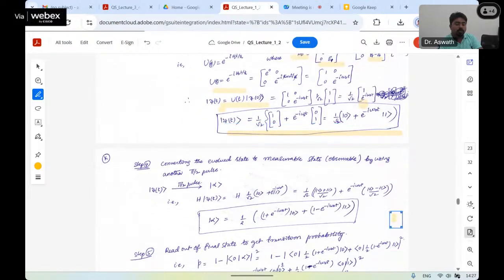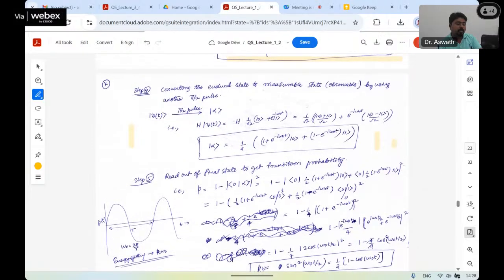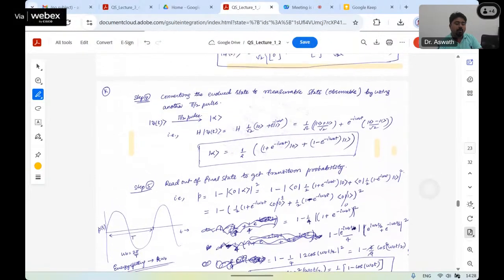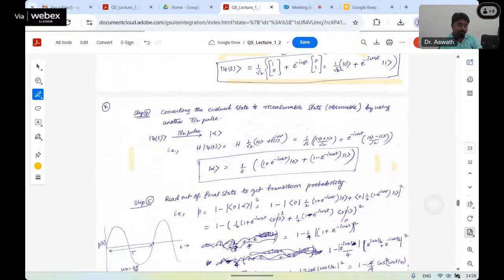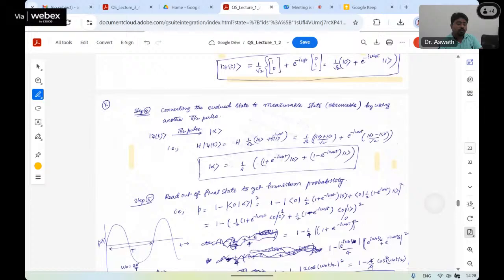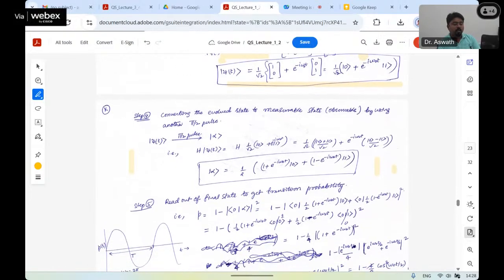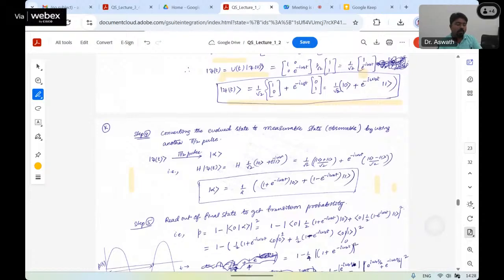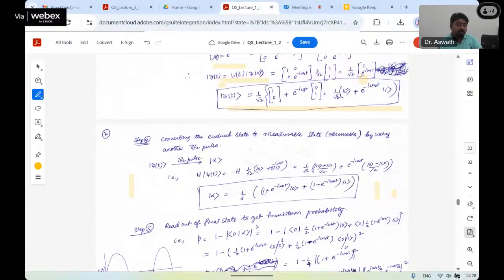Now let's go to the next stage. The next stage is, let's say, the evolved state, I want to put it back to the readable state. Okay, that's what I have to do. Before that, let's say now I will bring in the overall Hamiltonian H. I'll have a Hadamard gate by a pi by 2 pulse. I will act here, converting the evolved state into the measured state by using another pi by 2 pulse.